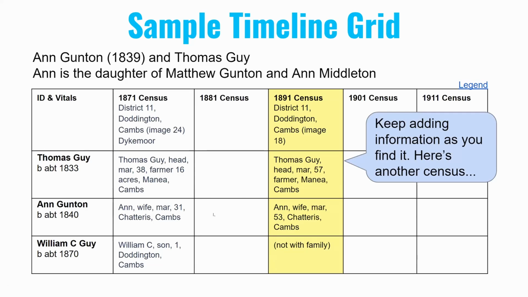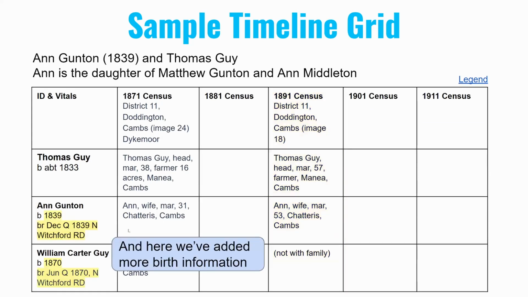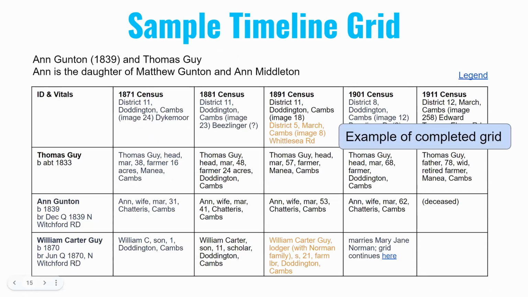And then, of course, we'd want to do a little more research. But it's really great for showing consistency and pointing out lack of consistency. Then we just keep adding information. So here I found an exact birth year for Anne and I added her birth registration. Same thing for her son William. And fast forward to a completed grid.